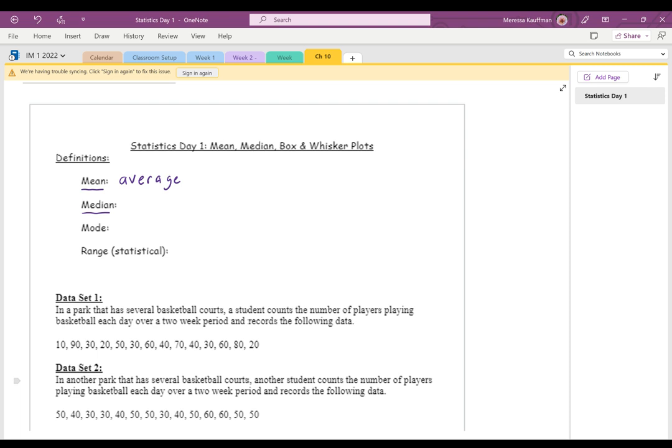The median is the middle number of all those numbers given. The mode is our most frequent number. And the range is where our number starts and where it ends, so what the min number is to the max number. So those are some very basic definitions that we're going to be using for describing sets of data.